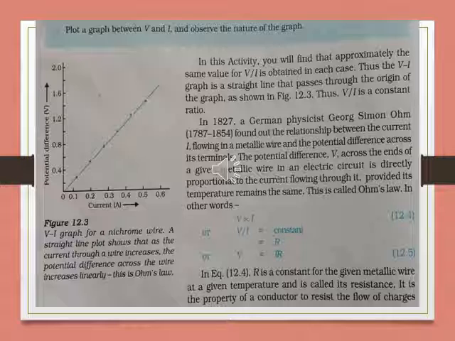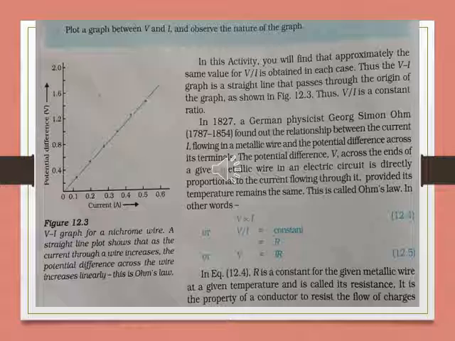In other words, mathematically we can express this as V is directly proportional to I. Now for the proportionality we have to take some constant, and that constant is taken here as R. So V upon I equals a constant, that is R. That gives you the formula V is equal to IR. R is the constant of the given metallic wire at a given temperature, and it is called its resistance.